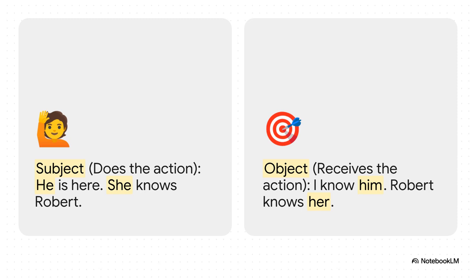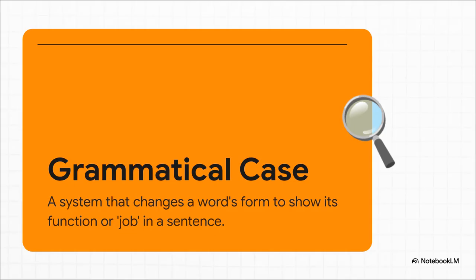Same thing with she. She knows Robert is correct, but Robert knows she, that's just wrong. You'd say Robert knows her, see? You instinctively change the word based on the job it's doing in the sentence. And that is the exact same thing happening in Polish. And this whole system? It has a name. It's called grammatical case. And it's really just a system for changing a word's ending to show what its job is in a sentence. Is it doing the action, or is the action being done to it? The ending tells you everything.